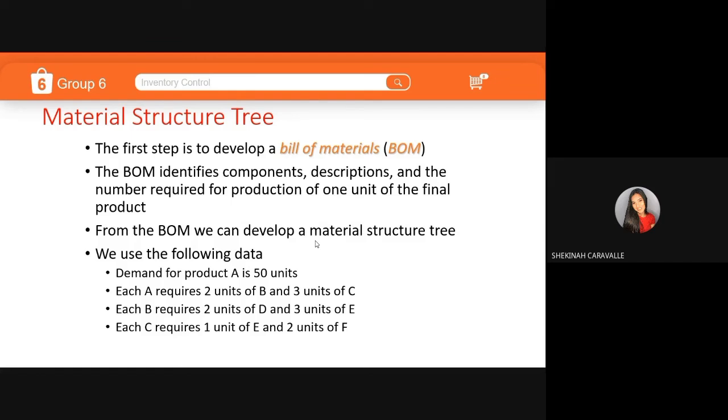We use the following data. Demand for product A is 50 units. Each A requires 2 units of B and 3 units of C, and each B requires 2 units of D and 3 units of E. Each C requires 1 unit of E and 2 units of F.